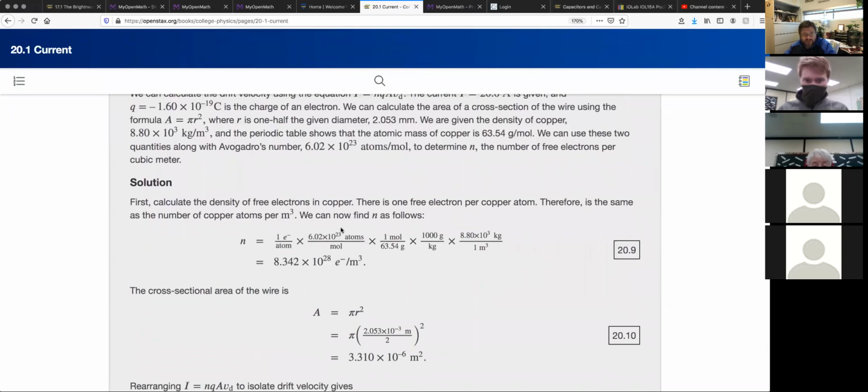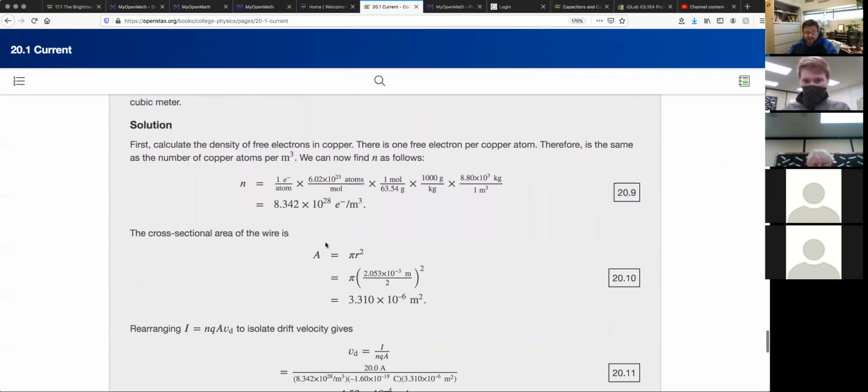So there's your moles, there's your charge, well, that's the number of free electrons per atom. Here is the 1 mole for every 63.54 grams. So they're essentially telling you how much mass is in each mole. Convert that to kilograms, and then you use your 8.8, which is actually the density of copper. Multiply that all together, and you get 8.342 times 10 to the 28 free electrons per meter cubed of copper. Other metals have different numbers of free electrons. But anyway, multiply all these together.